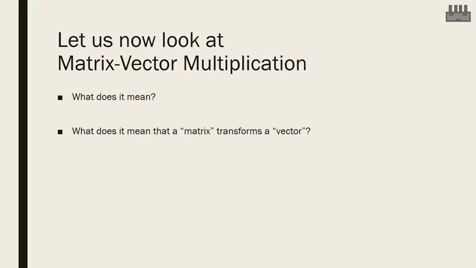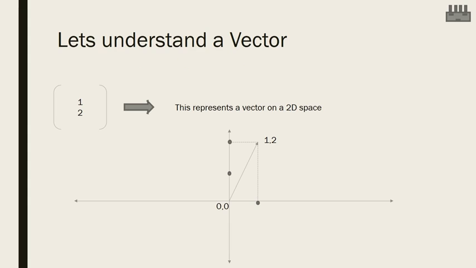So what is matrix vector multiplication? What do they mean when they say a matrix actually transforms a vector? We would like to understand what it is. Before we go into matrix vector multiplication, I think we should understand a bit of what a vector actually is. Consider this vector 1, 2 that you see here. It represents a vector in 2D space, and you can see that there is a 1 dot on the x-axis, the 2 dots on the y-axis, and the vector is also drawn. The line that connects 0, 0 and 1, 2 is the actual vector that 1, 2 stands for.